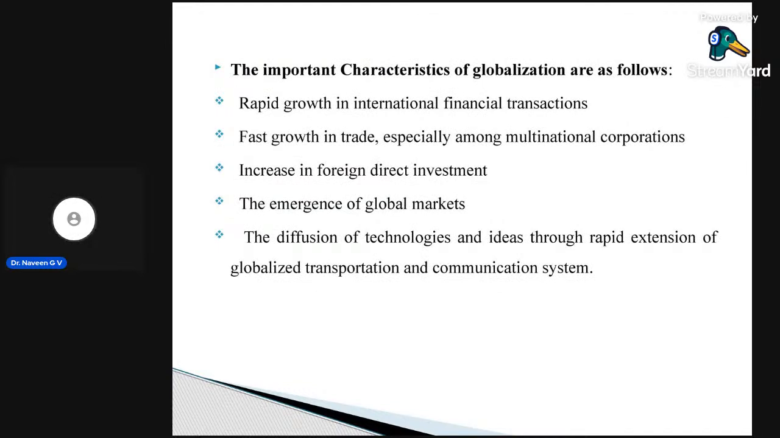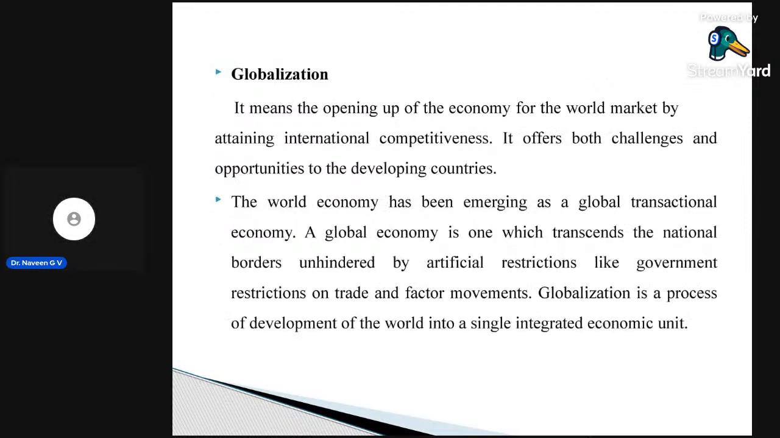The important characteristics of globalization are, before that, we want to know the stages of globalization. This has five stages. I will give brief information regarding the five stages of globalization. The first stage is arm's length services activity. In the second stage, the company takes over these activities on its own.